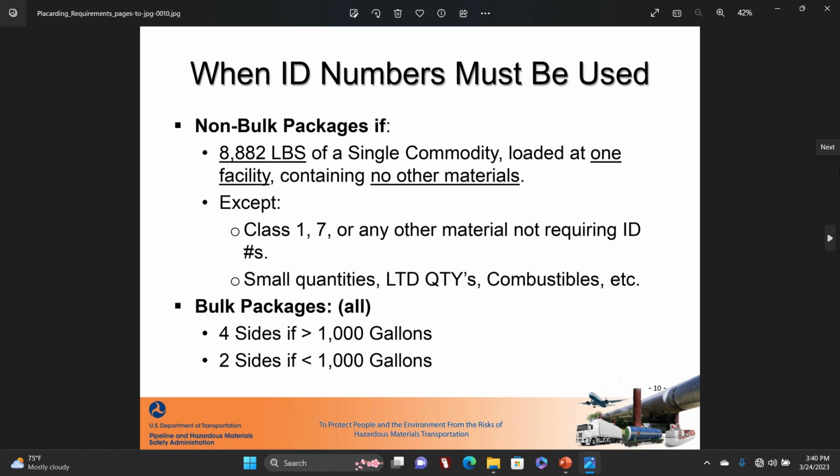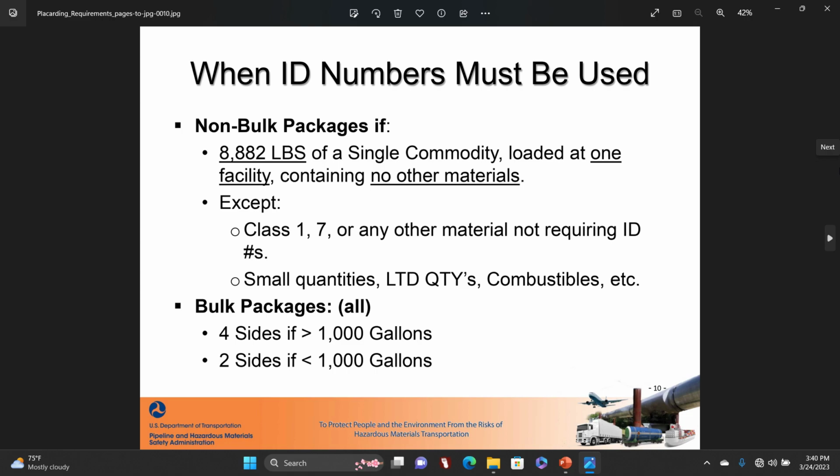When ID numbers must be used. Now, the way that they presented this in this slide, this is the U.S. Department of Transportation, is super confusing. So I'm going to make it real easy for you. If you have any one single commodity loaded at a facility that's over 8,882 pounds, it is considered a bulk package. Right?